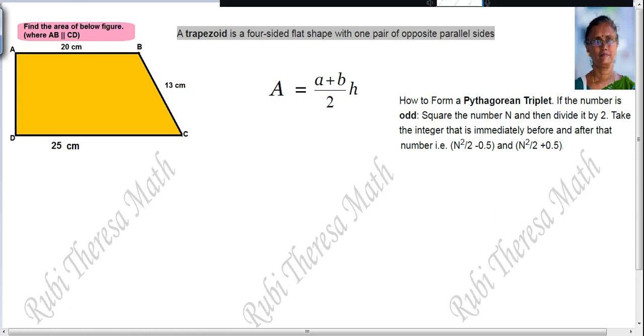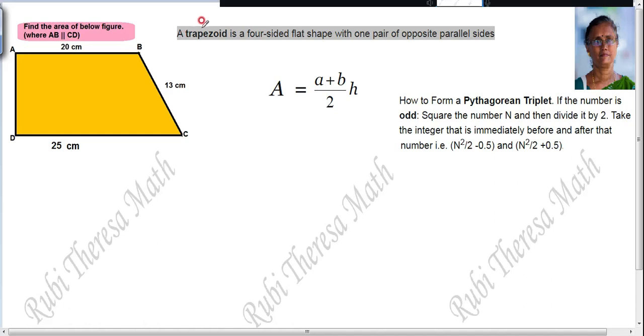Find the area of the below figure where AB is parallel to CD. They have given a clue here. AB is parallel to CD. So you can find out the name of the figure. What is the name of the figure?